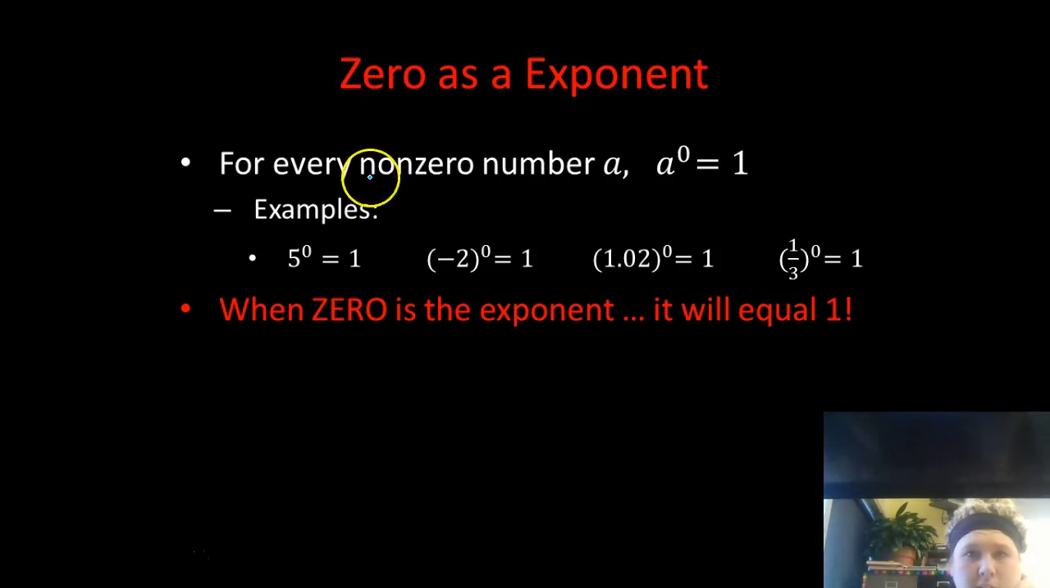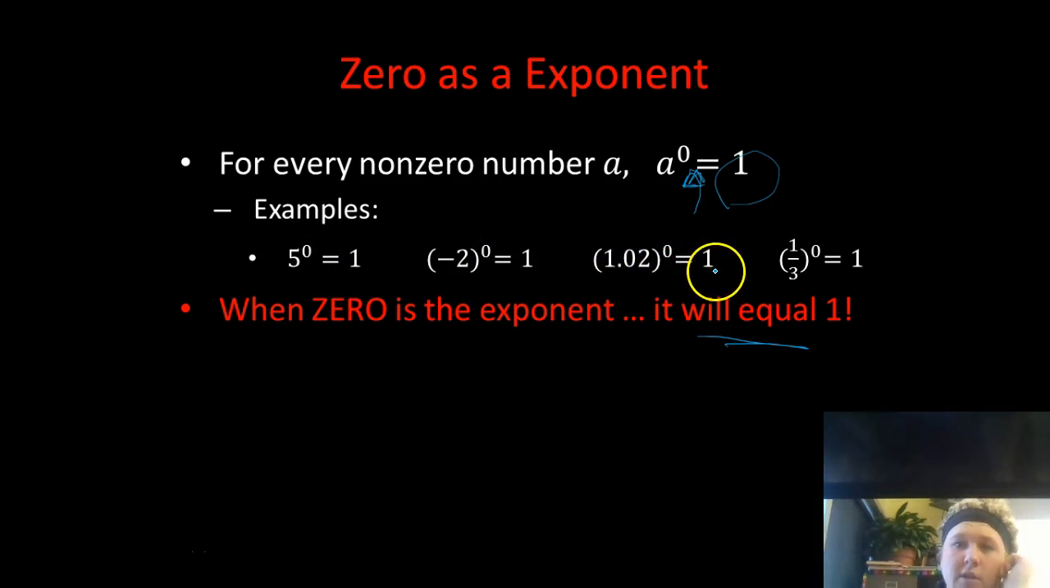When you have zero as an exponent, the easiest thing to remember is that whenever you have a zero, your answer is going to be 1. So when 0 is the exponent, it will equal 1. 5 to the 0 is 1. Negative 2 to the 0 is 1. 1.02 to the 0 is 1. 1/3 to the 0 is 1.